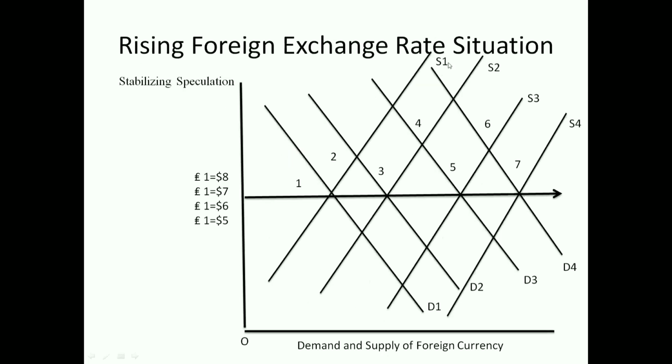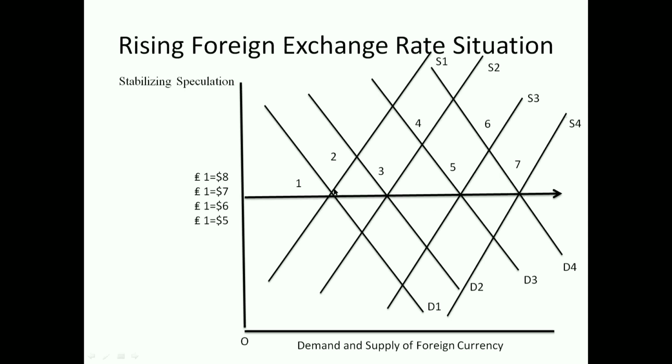Then the rising foreign exchange rate situation in stabilizing speculation. Coming up to situation 1, which equals the stable condition, and this is reaching the second position. The reason is that now there is a rising situation of the foreign exchange rate. It means the demand for euro is rising and the demand for dollar is declining, or we say the supply curve of dollar is coming down. More dollars are available in the economy.